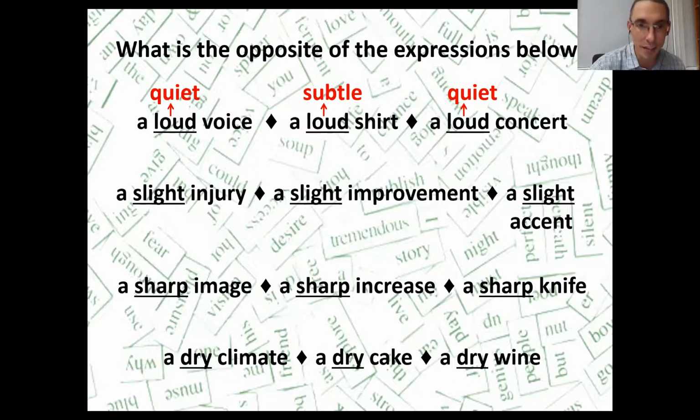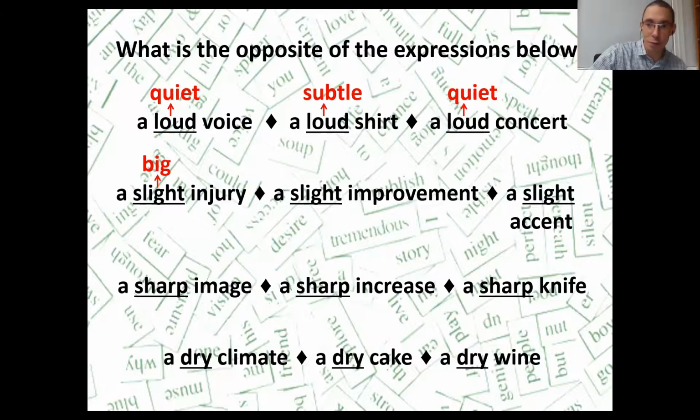Let's go to the next one. How about a slight injury, a slight improvement, and a slight accent? What could we do for slight injury? Serious injury. Oh, that's great. Yes, serious would be good. That's a good example. Yeah, serious, bad. Those are great. We can say big too. But serious is good, bad is good.